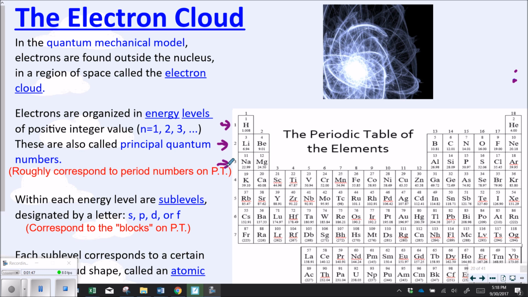to period 3, etc. Within each energy level are sublevels, and they are designated by the letters S, P, D, or F. And these correspond to blocks on the periodic table. So here are the locations of the S, P, D, and F blocks. For the purposes of electron configurations, helium belongs here on the periodic table. And here is the S block.